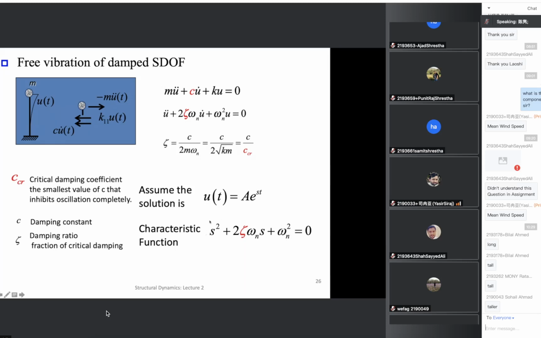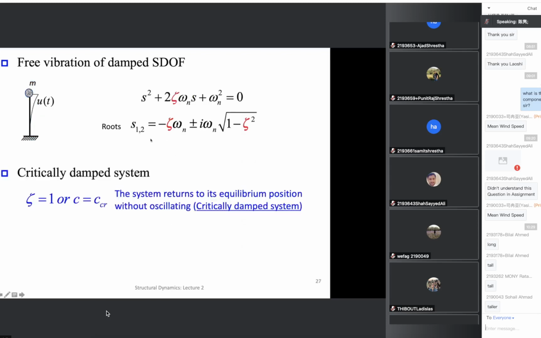So again, from this characteristic equation, we have two roots, right? Because this is a power of two, a second order equation. So we have two roots for the system. From your mathematical theory, you know the two roots should be expressed like minus zeta omega n plus or minus i omega n square root of 1 minus zeta squared. Again, i is the imaginary unit. So we have two roots here.